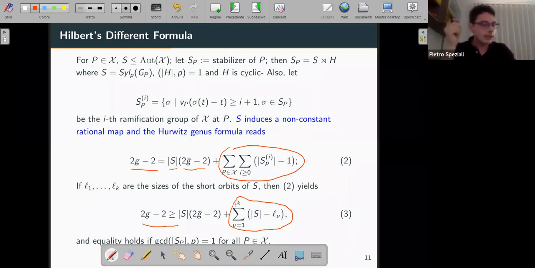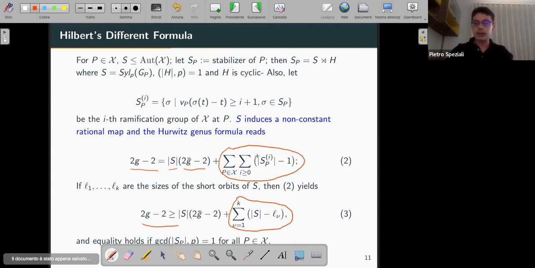And if the GCD between the size of S_P and p is 1 for all P in X, then this equality holds. So you recover what you have in characteristic 0. But in general, this might not work. And so you see why we may have more than a linear function on the automorphism group. Because here we have the genus, here we have g bar, and here this sum grows a lot. So the constraints you have in characteristic 0 no longer hold true.